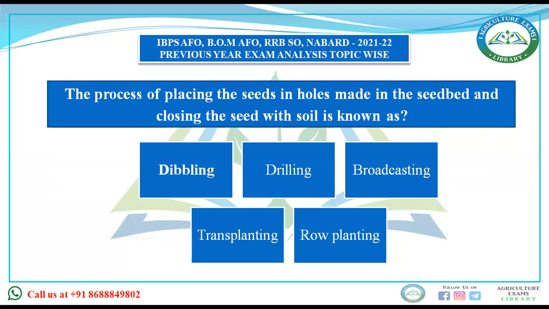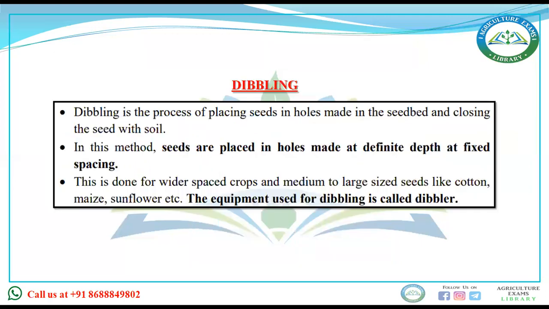And if you see the other options, drilling is where we use a seed drill implement, and broadcasting is the scattering of the seeds. Transplanting means we have to take the seedlings and transplant them. And row planting means we have to plant the seedlings in rows. Next, you can see dibbling is the process of placing the seeds in holes which are made in the seed bed, and we have to close the seed with the soil.